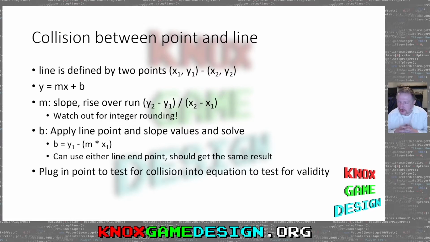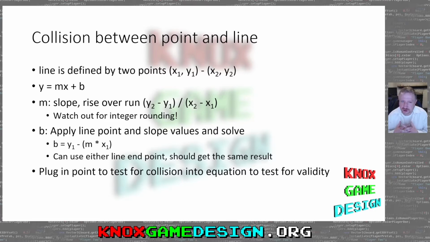A collision between a point and a line. So basically a line is defined by 2 points. Typically a line is infinite. It has a slope. But we're going to be talking about line segments, where a line has a distinct stopping point. So the line, as I mentioned, you got 2 points, both with an x and a y value.